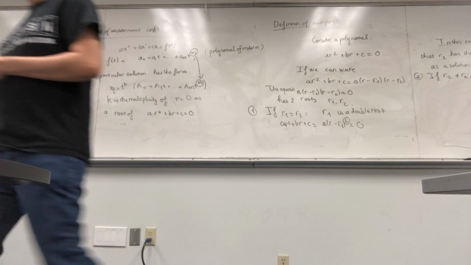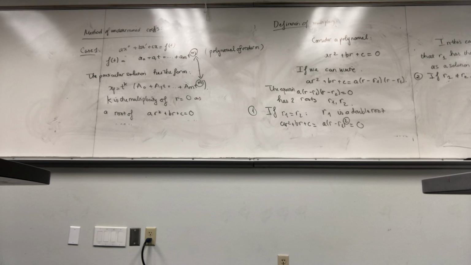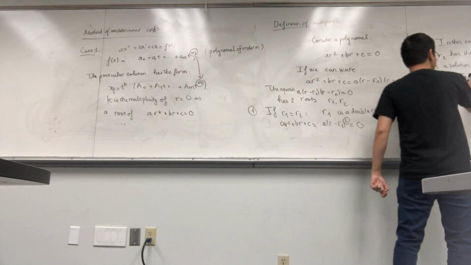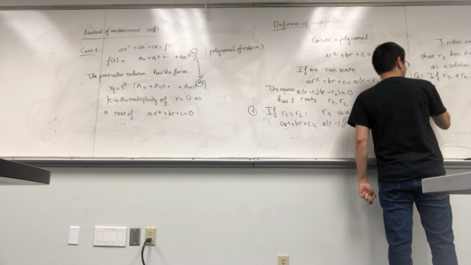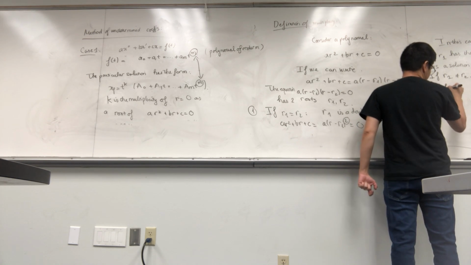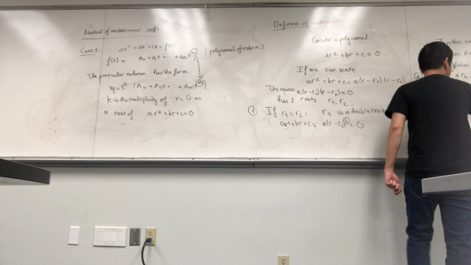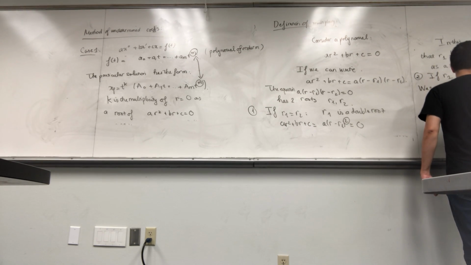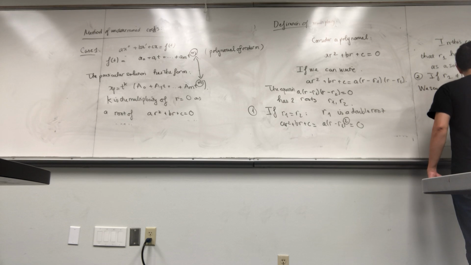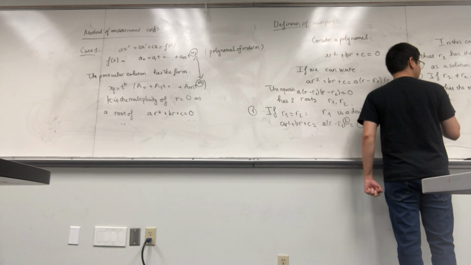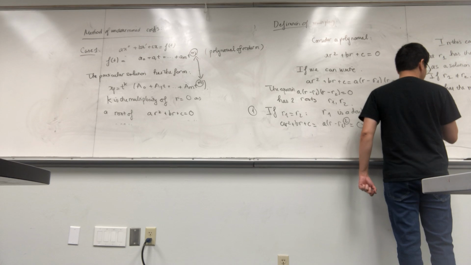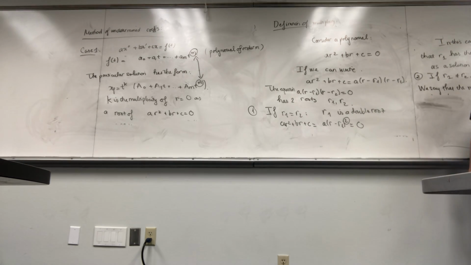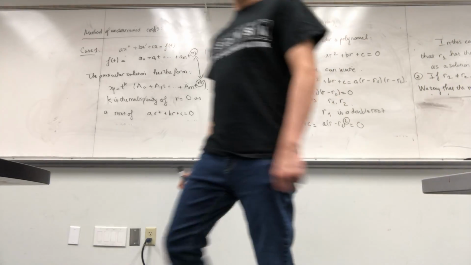R2. If R1 is different from R2, can you guess what is the multiplicity of R1 and R2? If R1 is different from R2, we say that the multiplicity of R1 is 1 and the multiplicity of R2 is also 1, right?